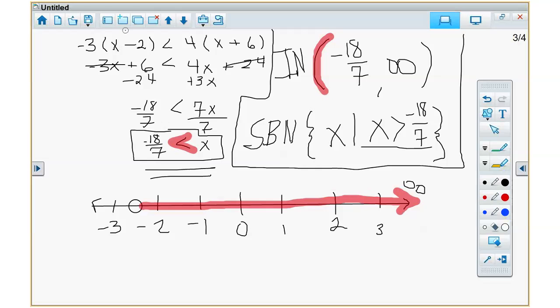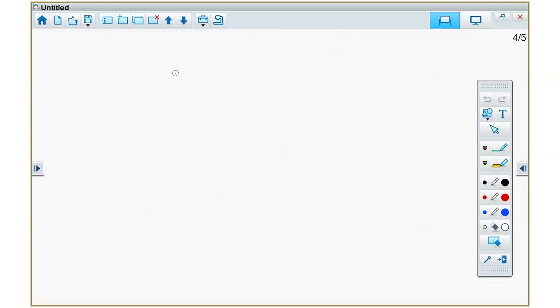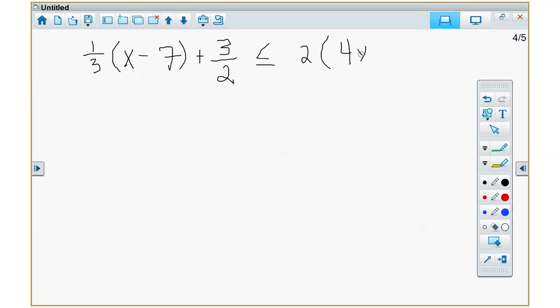All right, let's do a nerd. Since it's going to make up pretty much 50% of your test, or 40%, let's throw a variable in there so we can really throw you off the rails. 1/3 times (x minus 7), clear the fraction first, plus 3/2 is less than or equal to 2 times (4x minus 7).